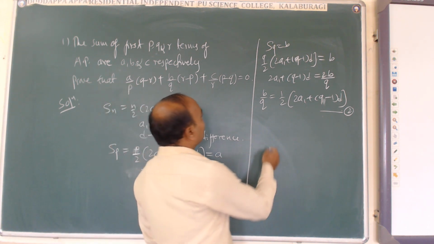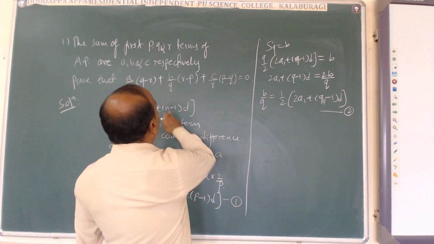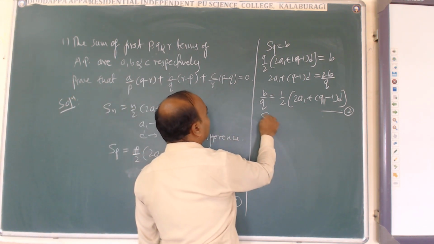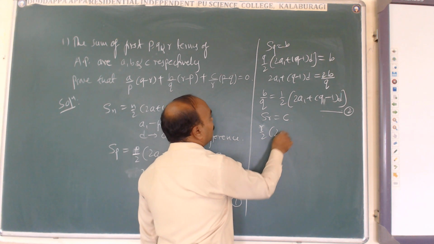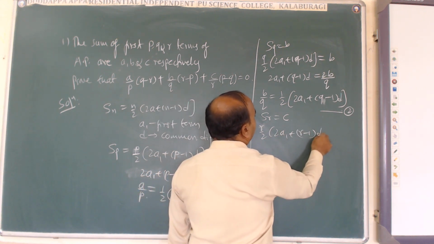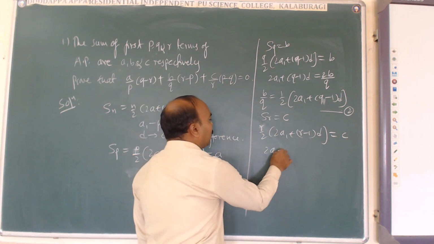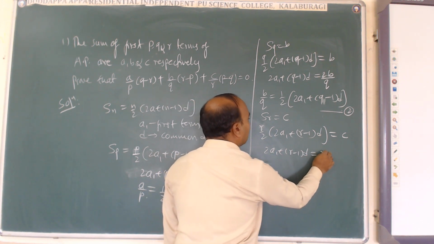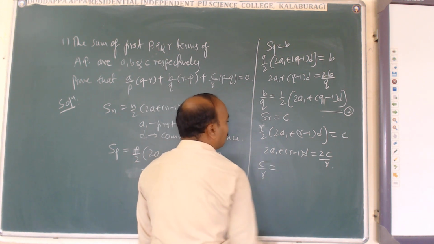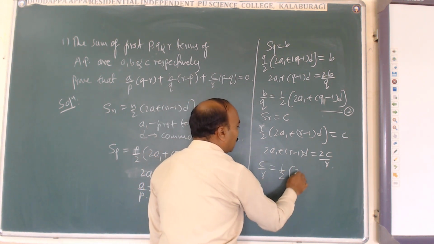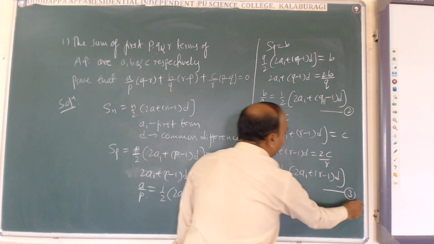Now similarly we go for the third condition. The sum of the first R terms of the AP is C. Put R in place of n, and we get SR equal to C given. So R by 2 into (2A1 plus (R minus 1) into D) equal to C. Again by cross multiplication, 2A1 plus (R minus 1) into D equal to 2C by R. But here you want C by R. Therefore, C by R equals 1 by 2 times (2A1 plus (R minus 1) into D). Call this equation number 3.